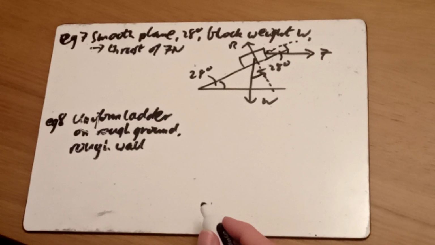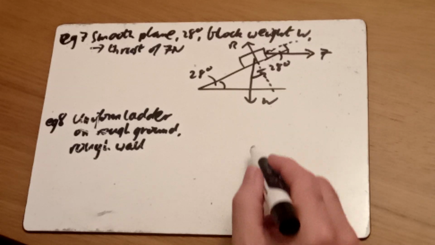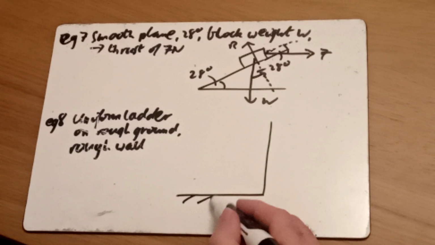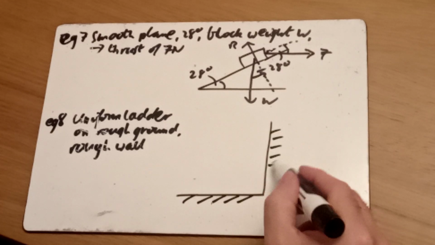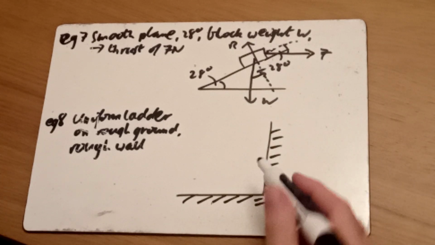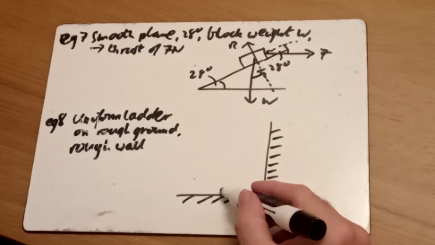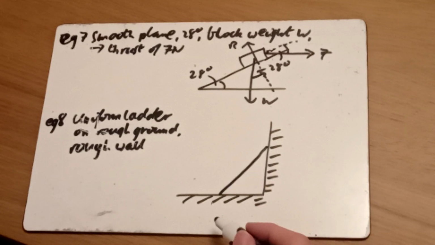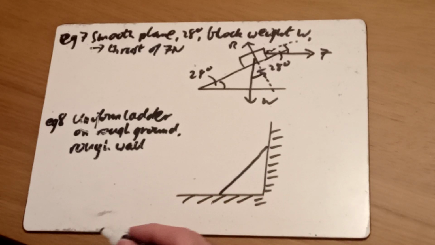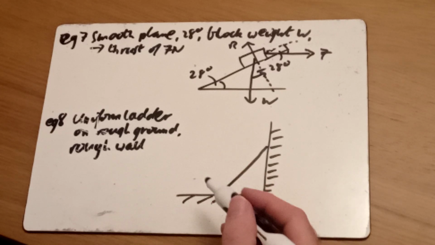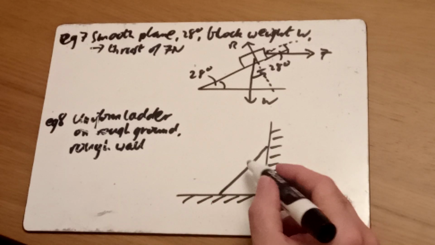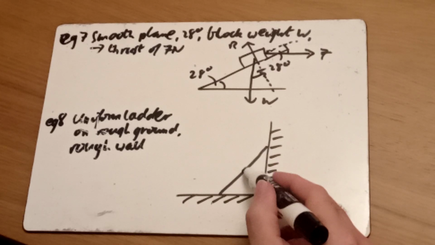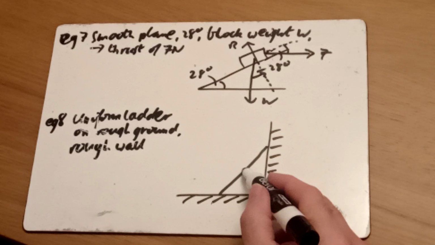Here we go, uniform ladder on rough ground, rough wall. We're not told a massive amount about it, apart from the keywords. Because I've got solid things that aren't going anywhere, I'll do that to tell me that they are not in motion at all. There's my ladder. I'm not told what the mass of the ladder is, so we'll call it M. Because it's uniform, I know that it's going to act at the centre of the thing itself.